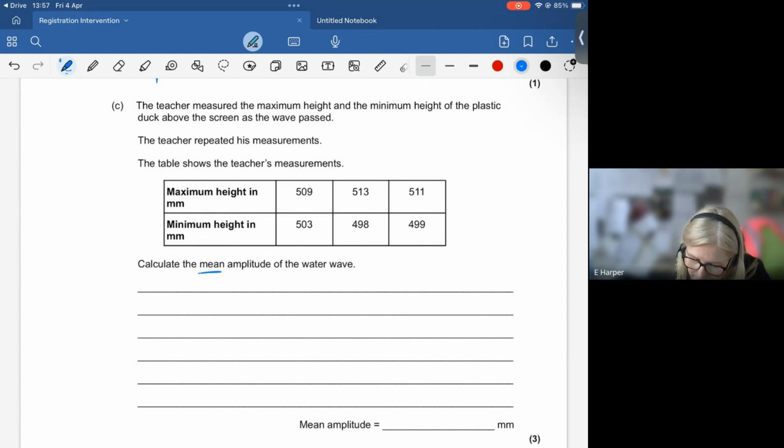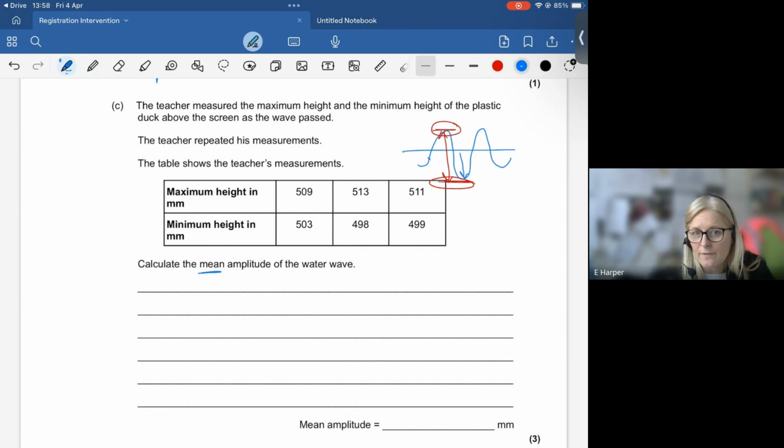So if I remind you, an amplitude, if this is a wave, it's the distance from the midpoint to either the peak or the trough. That's the amplitude. What you've been given, however, is this distance from there to there. So you've been given the height and the minimum height. So we can actually use those two to measure the total distance. And if we halve that, we can work out the amplitude.